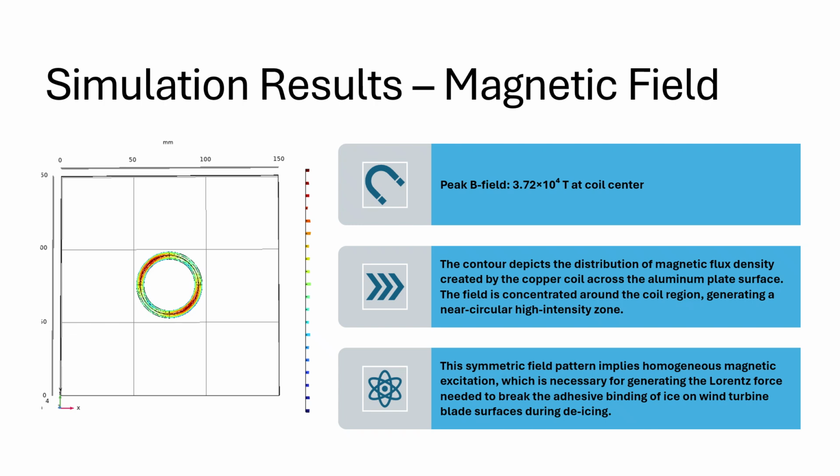In this picture, we're seeing a simulation result, and we can see the magnetic field induced around the coil. The peak magnetic field is 3.7 × 10^-4 Tesla at the coil center. The contour depicts the distribution of magnetic flux density created by the copper coil across the aluminum plate surface. The field is concentrated around the coil region, generating a near circular high intensity zone. The symmetric field pattern implies homogeneous magnetic excitation, which is necessary for generating the Lorentz force needed to break the adhesive binding of ice on the wind turbine blade surface during de-icing.